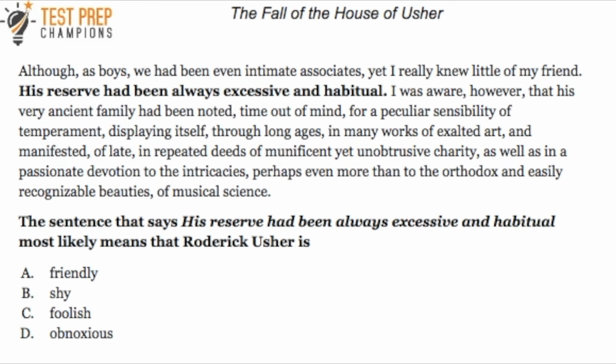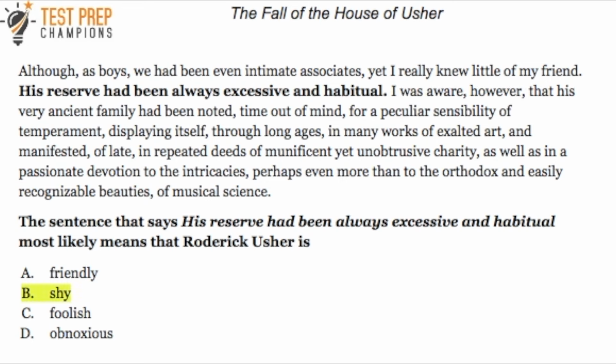Okay, so we see the sentence that's bolded up above, and the question is, the sentence that says his reserve had been always excessive and habitual most likely means that Roderick Usher is A, B, C, or D. So now's your chance, if you'd like to pause the video, try to figure this out, and whenever you're ready, we'll go over the answer.